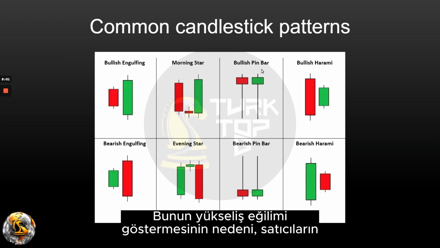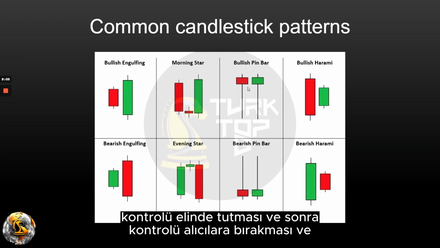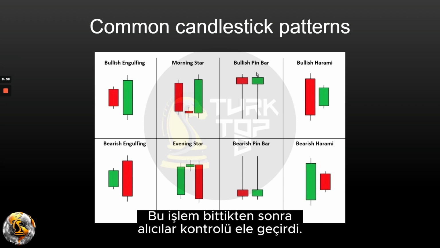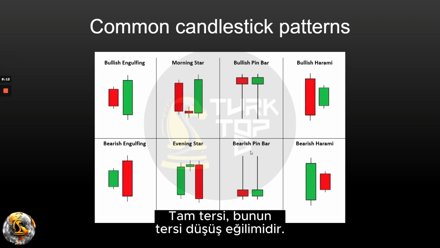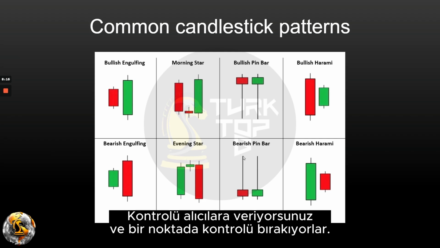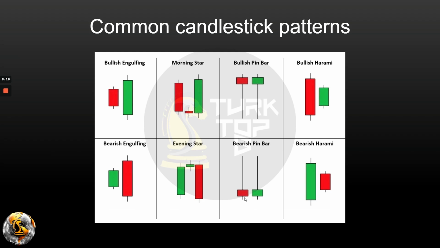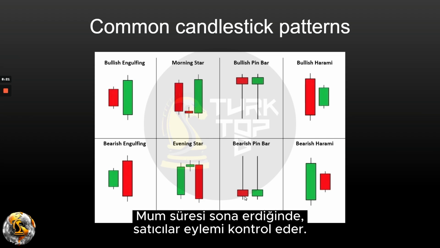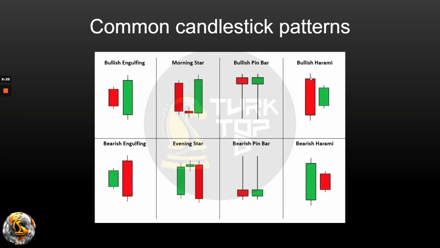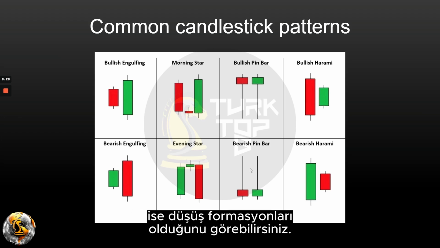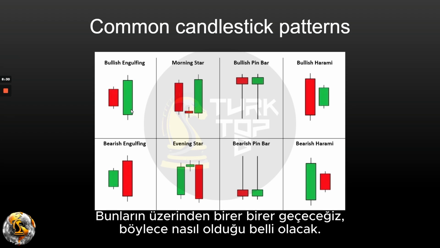The reason this one is bullish is because the sellers had control and then they gave up control to the buyers, and the buyers ended up with control after this action is over. The vice versa, the reverse of this is the bearish. The buyers have control and at some point they give up control. By the time the candle time frame is over, the sellers are in control of the action. So you can see the top one's a bullish pattern, the bottom one's a bearish pattern. We'll go through them one by one so it will become obvious.